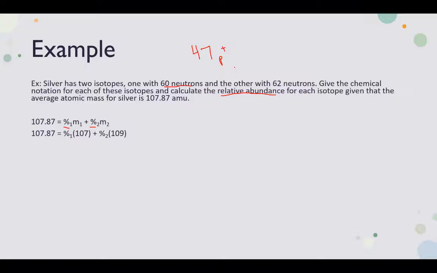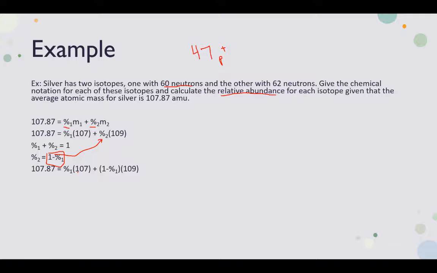And I need to figure out what percentage each one is. Now I know that percentage always means out of 100, right? So when I add my percentages together, it has to equal 100. Or really, because in this case I'm putting them in decimals, it has to add up to 1. So when I add my percentages up, it has to equal 1. So I'm going to solve this equation for my second percentage. So I'll subtract percentage 1 from both sides. And now I can substitute this in for my percentage 2. So this is the algebra substitution method.